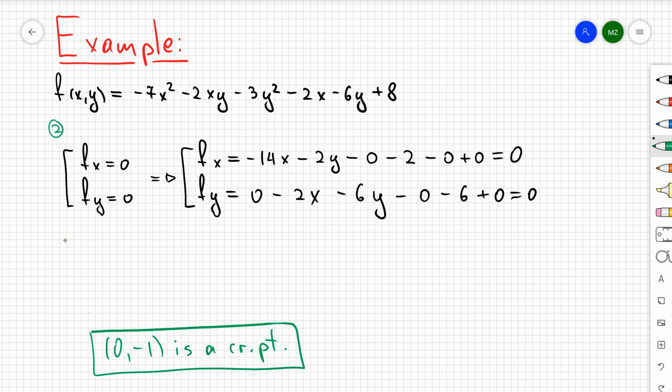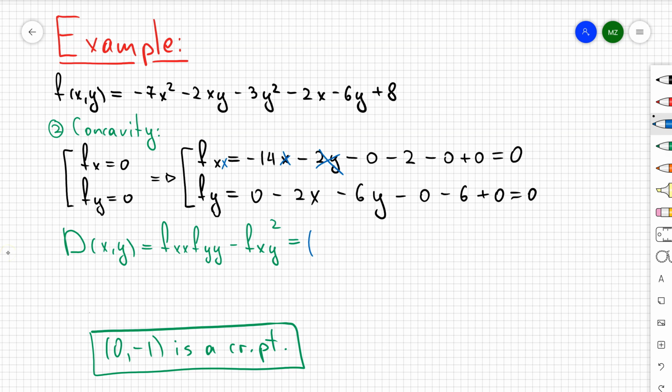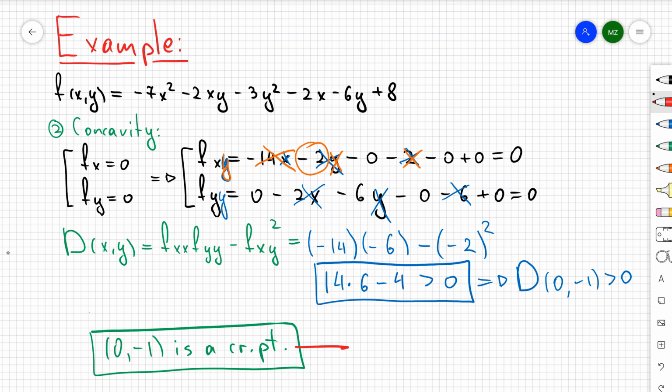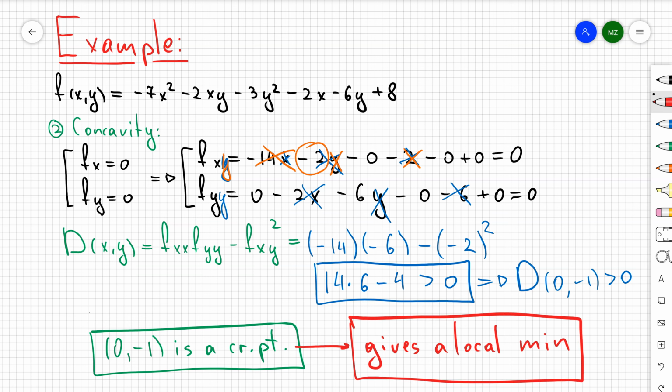Then our next step is to check concavity. For that, we need to find f_xx, f_yy, and f_xy, and plug them inside my new object D. So f_xx is going to be -14, f_yy is going to be -6, and f_xy is going to be -2. And if I do a simple arithmetic manipulation, then I can see that I'm going to have 14 times 6 minus 4, which is obviously strictly bigger than 0. So that means that my D is strictly bigger than 0. So the unique critical point (0, -1) is going to give us a local min.